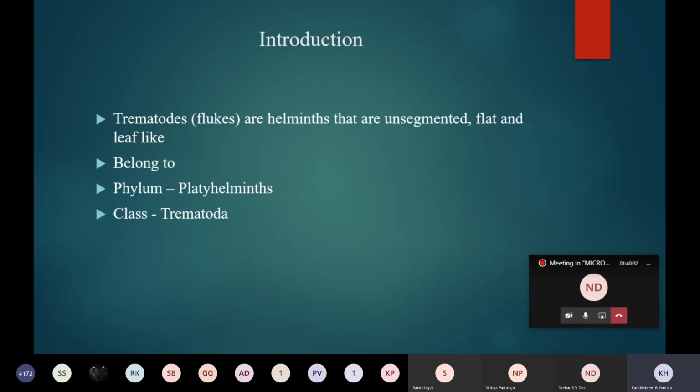So, coming to the introduction, trematodes, also called flukes, are helminths that are not segmented; they are flat and leaf-like. Okay, so they belong to the phylum Platyhelminthes and class Trematoda.